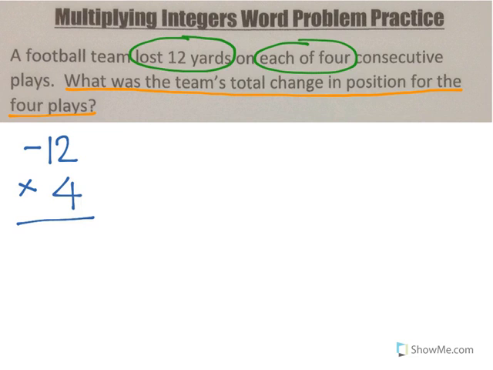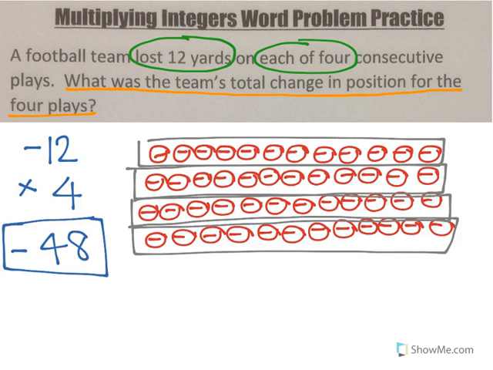Positive 4 times 2 equals 8. 4 times 1 is 4. And because we're multiplying a negative times a positive, our answer, our product, will be negative. So our answer is negative 48. We can use a model to demonstrate this. Give me one moment and I'll draw that out for you.